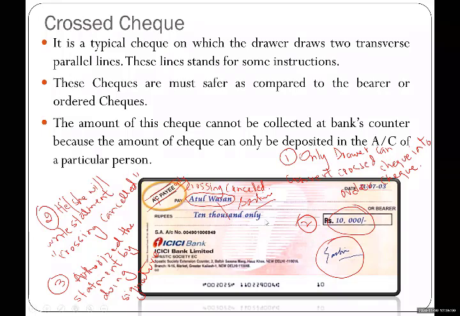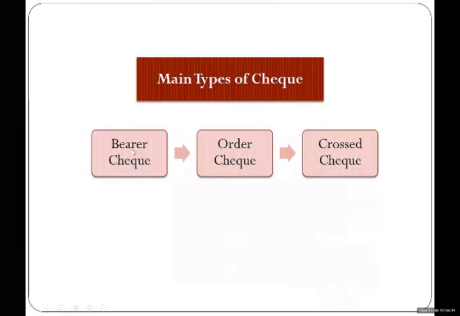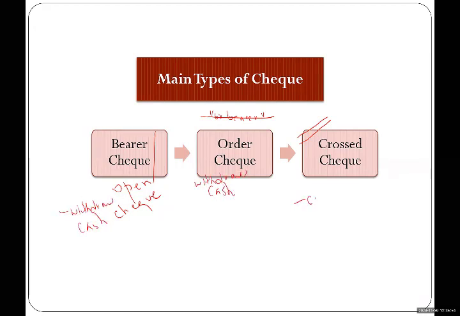So I hope now these three types are clear to you. What are the three types? The first is the bearer check, which is also called an open check. Why is it an open check? Because the phrase "or bearer" is open. When you cut the phrase "or bearer", it becomes an order check. When you put two transverse parallel lines, it becomes a cross check. In an order check, you cut the statement "or bearer", and you can withdraw cash. But in a cross check, you cannot withdraw cash. Why? Because this check is only payable into the account. You can only credit this check into your account, and the amount will be cleared into your account through a clearing process.